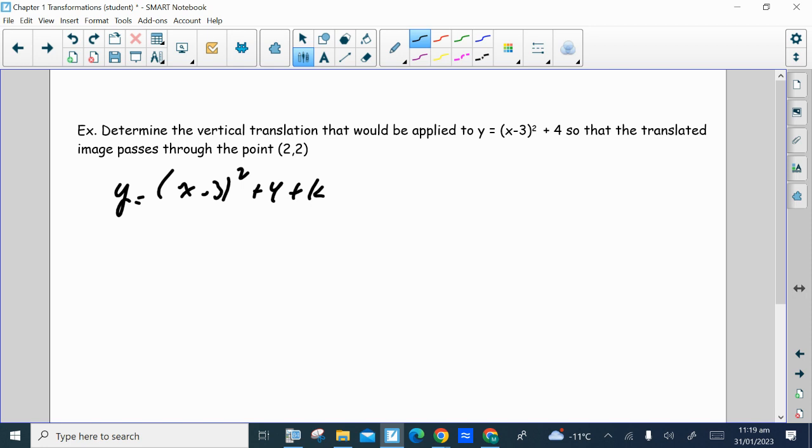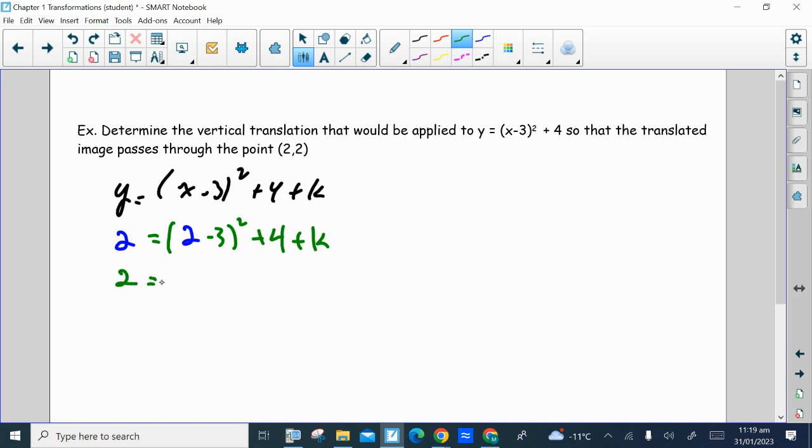And if the graph passes through the point 2, comma 2, it means that that point must satisfy the equation. When x equals 2, y would have to equal 2 as well. So I let x equal 2 and I let y equal 2, and now I just have one variable left. I have a variable k, which I can solve for.